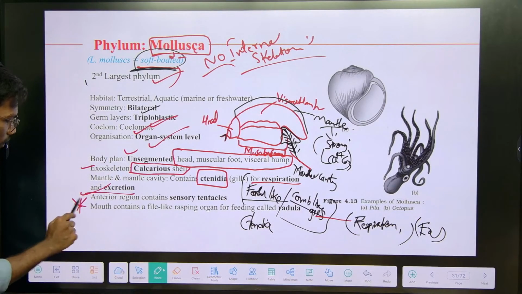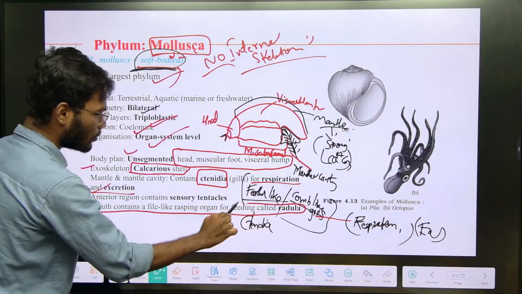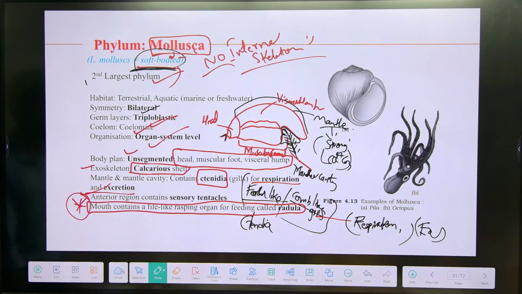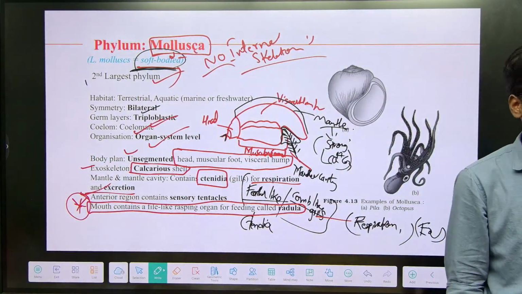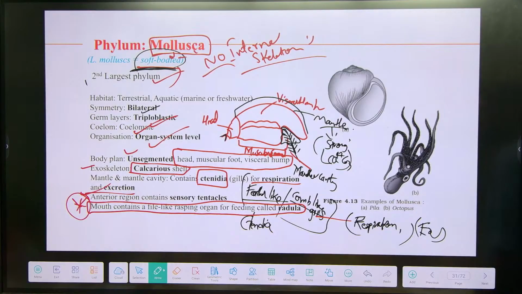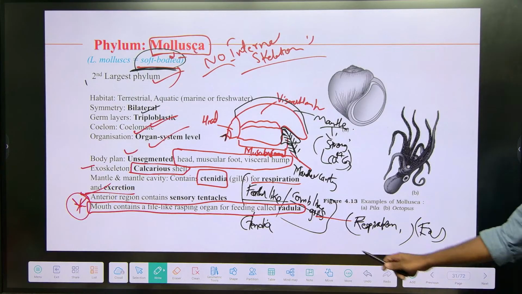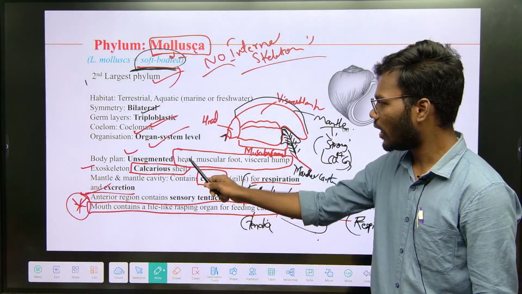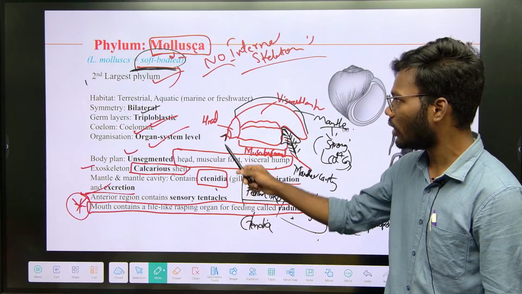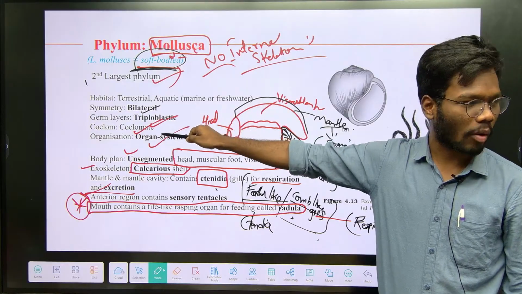Next, this is one of the key important points. The mouth contains a file-like rasping organ called radula. This is also an important characteristic feature of molluscans. Understand? You have to remember radula, ctenidia, calcareous shell, head, muscular foot, visceral hump. Because of this only they are called soft-bodied. All these things are common.